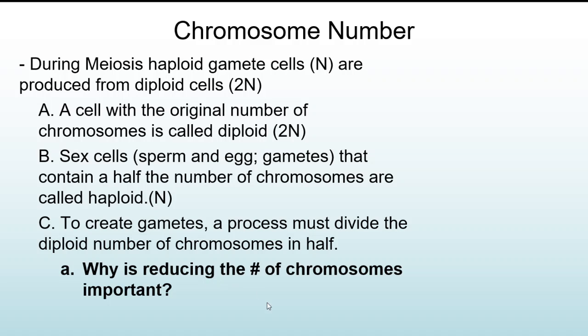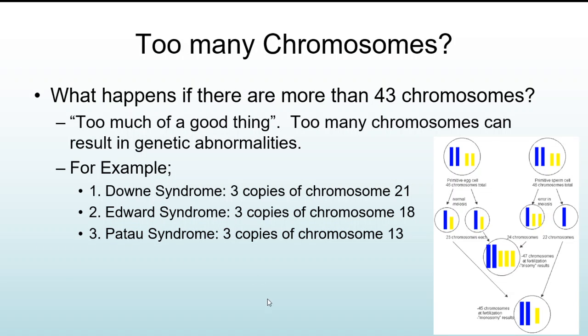Why is reducing the number of chromosomes important? So why would it be important that we wouldn't have 46 chromosomes in our gametes? Well, this is why, and we can talk a little bit more about it. But what happens if there are more than 46 chromosomes? Too much of a good thing, okay? Too many chromosomes can result in genetic abnormalities.